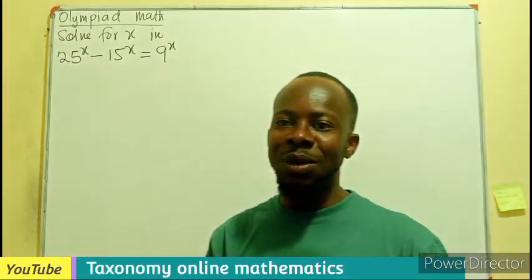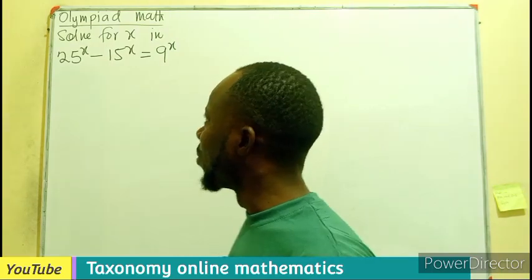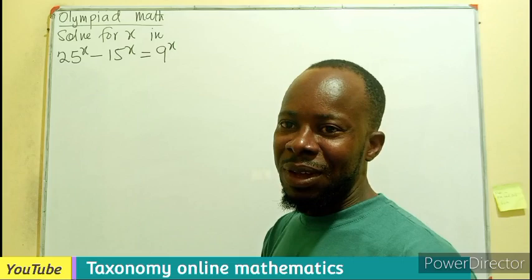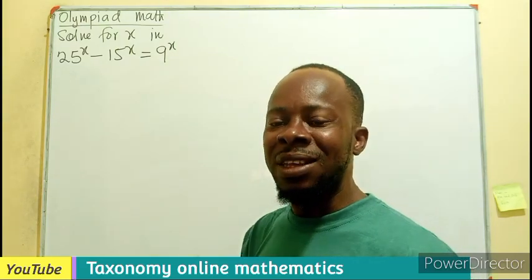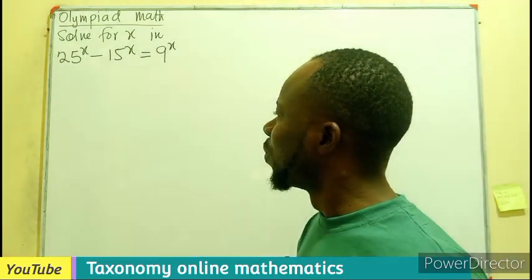Welcome. Let's deal with this Olympiad mathematics question I have in my inbox. We have to solve for x in 25^x - 15^x = 9^x. So what are we going to do?